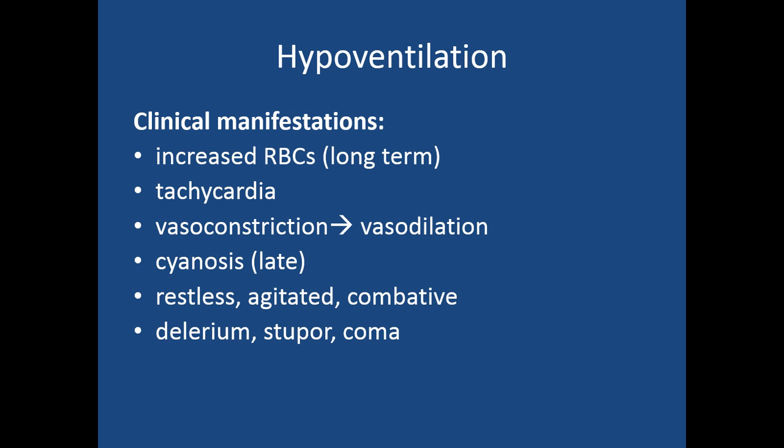Now, if it's a low level hypoxemia over a long period of time, we could see compensation like increased production of red blood cells to try to grab more oxygen that's available. However, in the short term, we see things like tachycardia, vasoconstriction initially, but since it often coexists with hypercapnia, we will often see vasodilation or lowering blood pressure, cyanosis or bluish discoloration of the skin, especially late in hypoventilation, restlessness, agitation, combativeness, delirium, stupor, and coma.